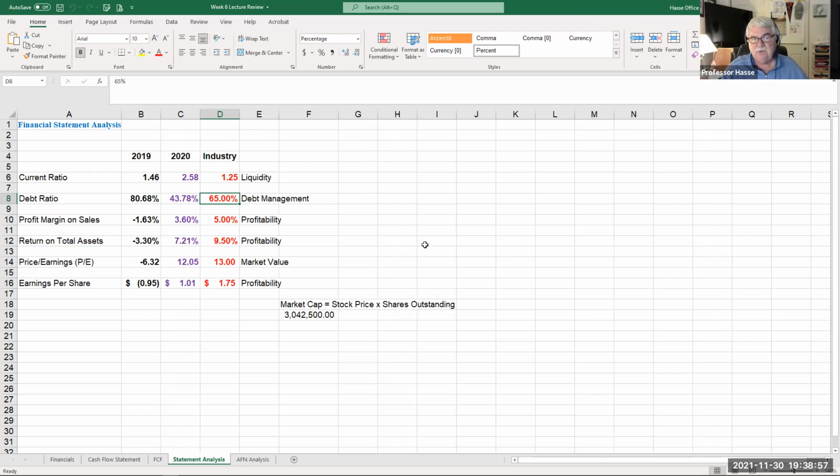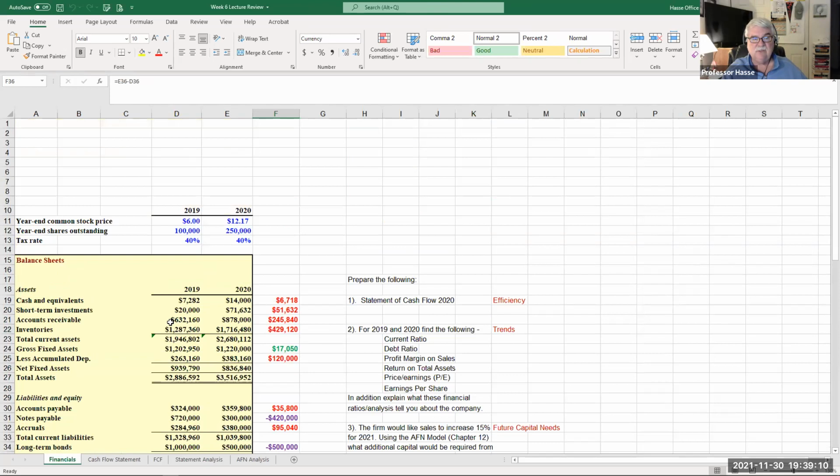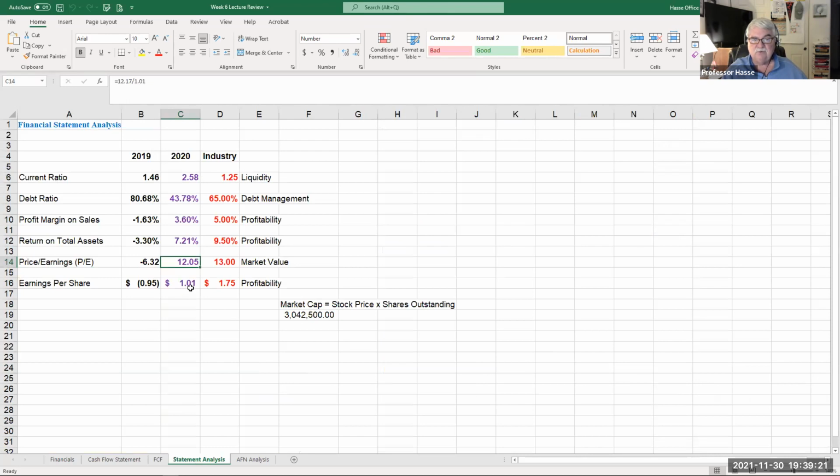Their market value or efficiency ratio of price earnings relationship is the company's stock price in relation to their earnings per share. What's the company's stock price at the end of the year? Well, if we go back to the financials, it was $12.17. That was their stock price at the end of 2020 in the market. If you compare that in relationship to the earnings per share of $1.01, you get a ratio of basically 12 times the earnings.